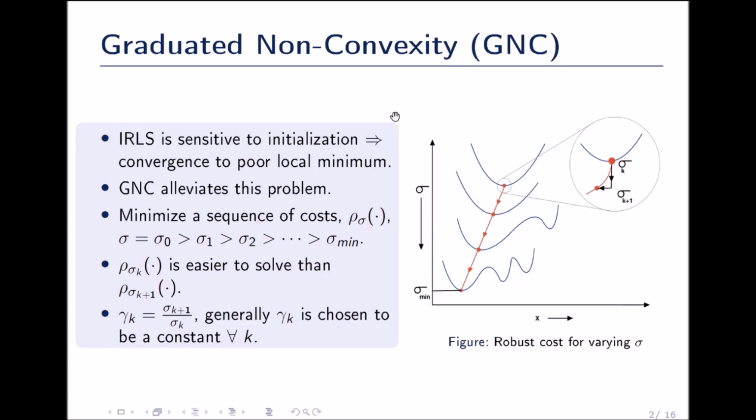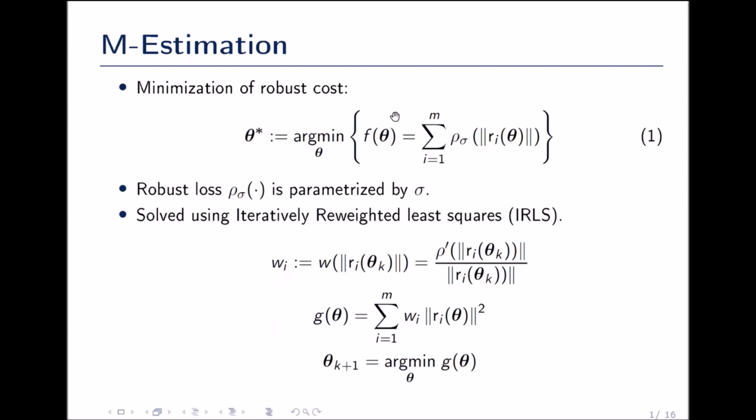M estimation is used to solve geometric estimation in the presence of outlier data. In M estimation, we minimize the cost function given by 1 to solve for the unknown theta, and the outliers are tackled using a robust loss function rho, which is parameterized by sigma. Local optimization routines such as the iteratively reweighted least squares, IRLS, are prone to convergence to poor local minimum, depending on the initialization.